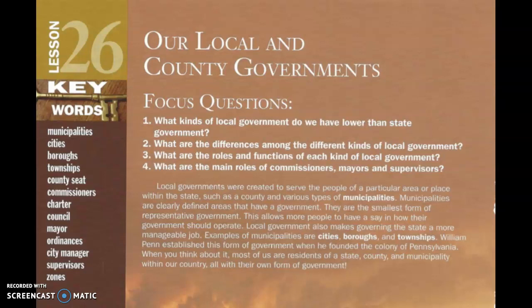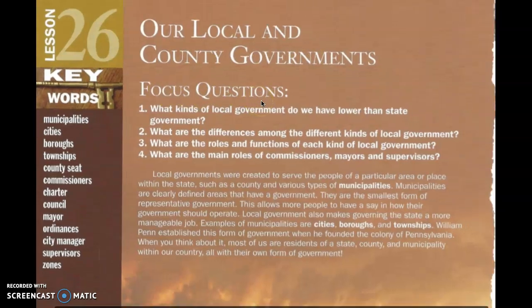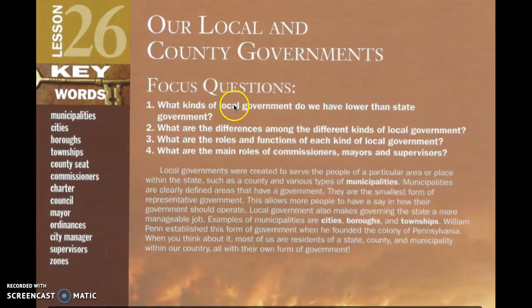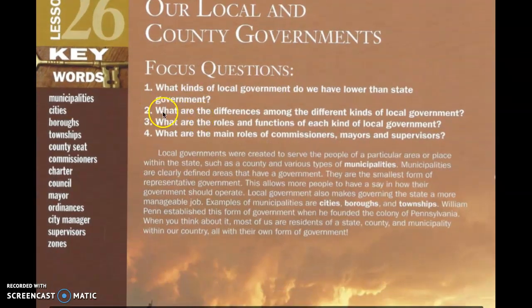This is reading from Chapter 6, Understanding Our Government, Lesson 26, Our Local and County Governments. The focus questions in this lesson are: Number 1, what kinds of local government do we have lower than state government? Number 2, what are the differences among the different kinds of local government? Number 3, what are the roles and functions of each kind of local government? Number 4, what are the main roles of commissioners, mayors, and supervisors?